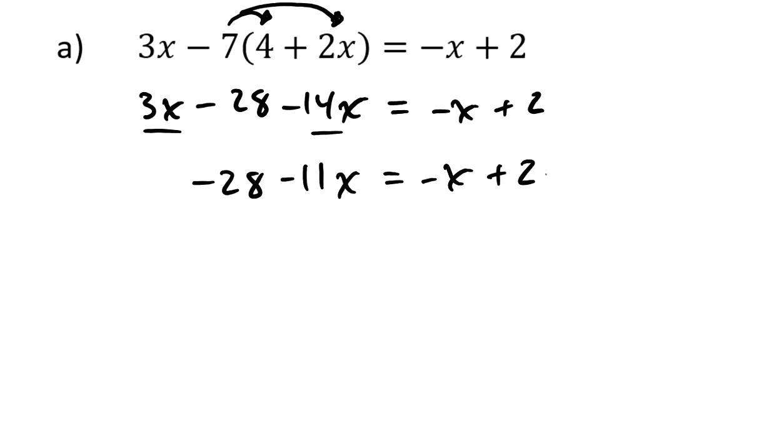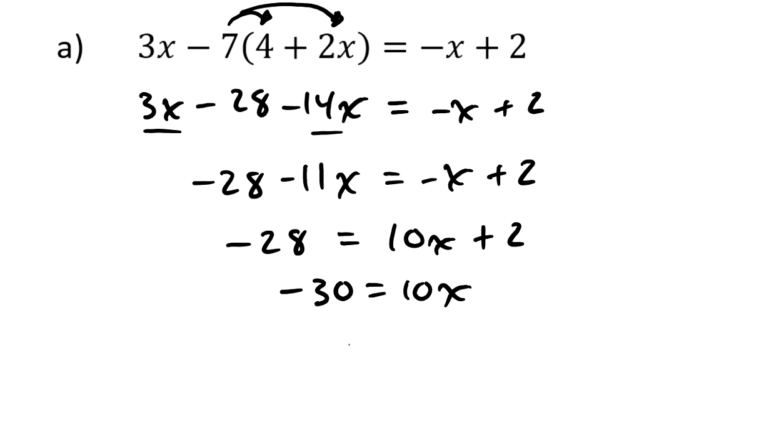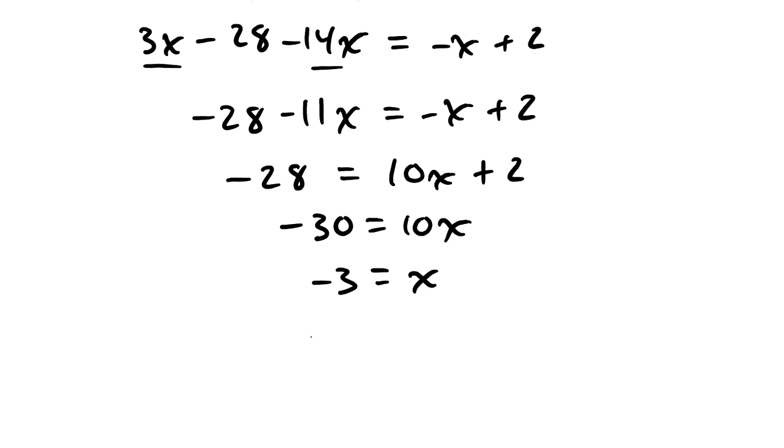I think next I'll go ahead and add 11x to each side, so that's negative 28 equals, that would become a positive 10x plus 2. I'll take away 2 from both sides. I get negative 30 is 10x, and therefore it looks like negative 3 is what x will be. So x is negative 3.